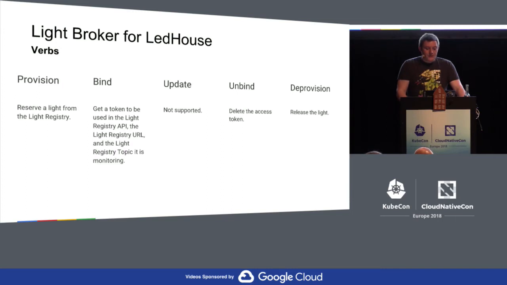And so to provision a service class here is to reserve a light. To bind to it would be to get that credential. And I've made a limitation where my broker, the way it's implemented, is you can provision each light once and you can bind to it many times. And I have a manager that watches for tokens on the API, and it redirects it and turns it on or off, depending on what the parameters came in. And so to unbind would be to delete that token, and to deprovision would be to reset the light, release it.